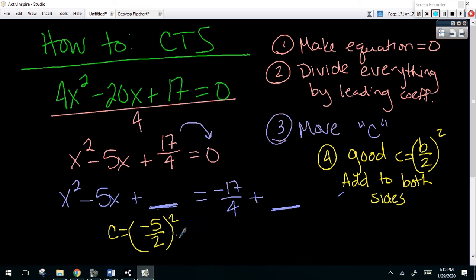What does that become? What's 5 squared? What's 2 squared? Leave it as a fraction. It'll make your life a little bit easier. I know it doesn't seem like that, but it will. Put it on both sides. We did all this work so that the left side would be a perfect square trinomial, and now it is.